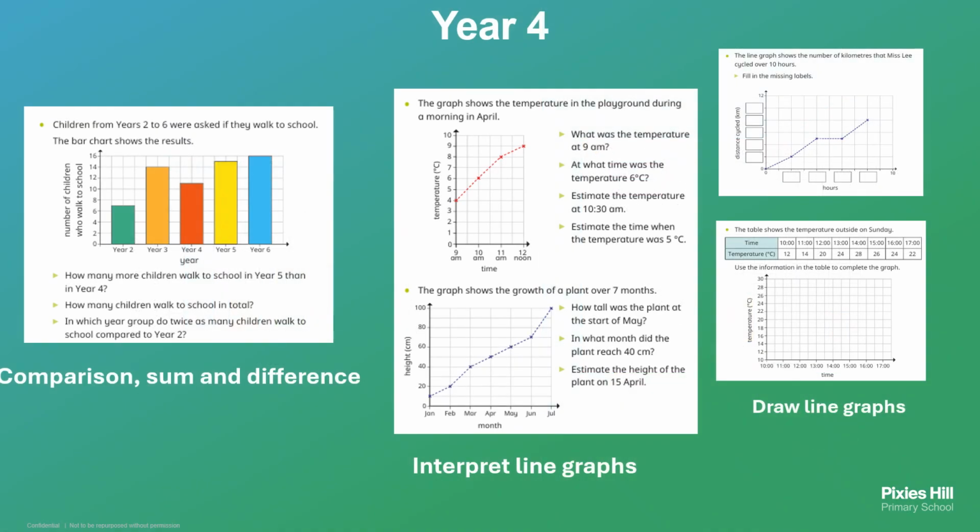When they reach Year 4, pupils move on to comparison, sum and difference problems using data presented in graphs or charts. These are based on the same principles as those in Year 3, namely to read the intervals and scales. They're also taught to interpret line graphs and draw line graphs. Children are taught to decide the intervals to use and choose an appropriate scale. They are also taught that dotted lines are used to join 2 points on a graph where we can't be certain of the exact values in between.